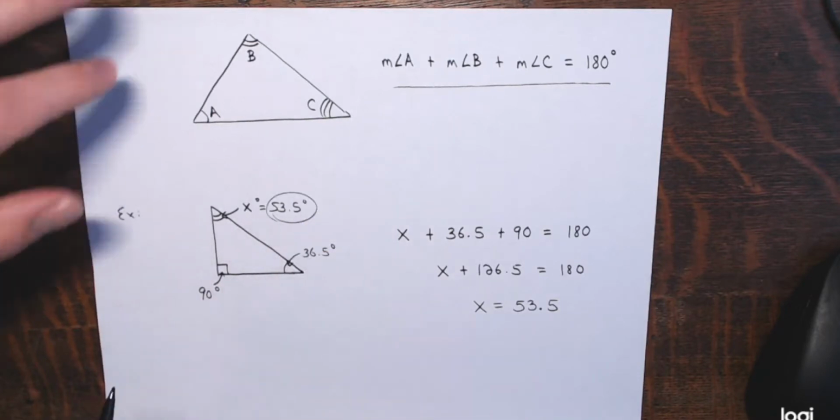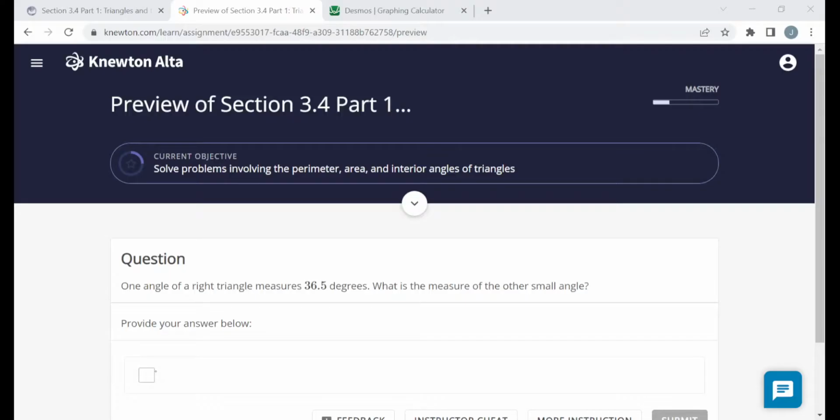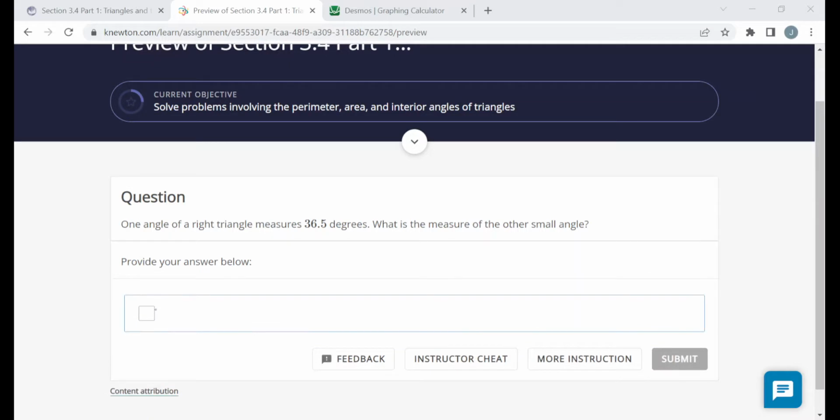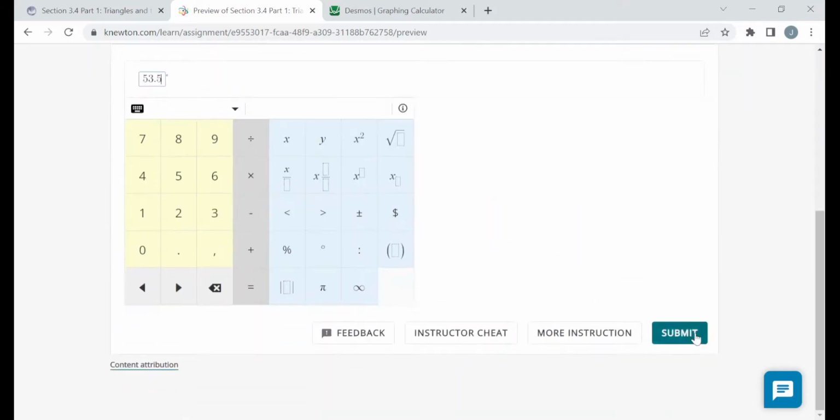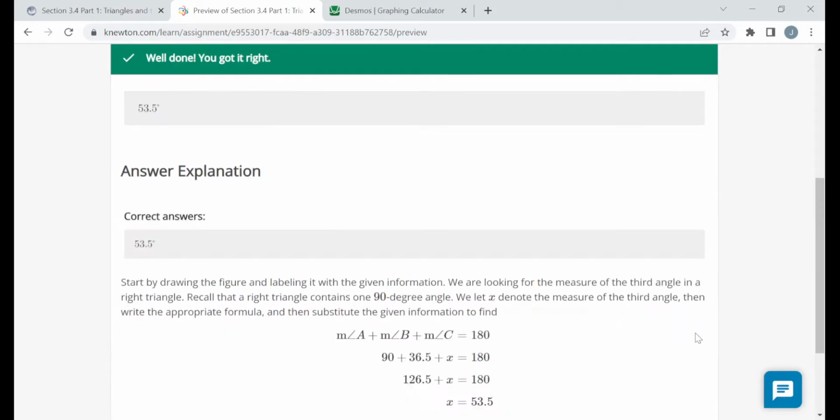Now they already have the degree symbol in there, so you don't have to put the degree symbol. See the little tiny degree symbol after the box. We're just putting the number 53.5. Great.